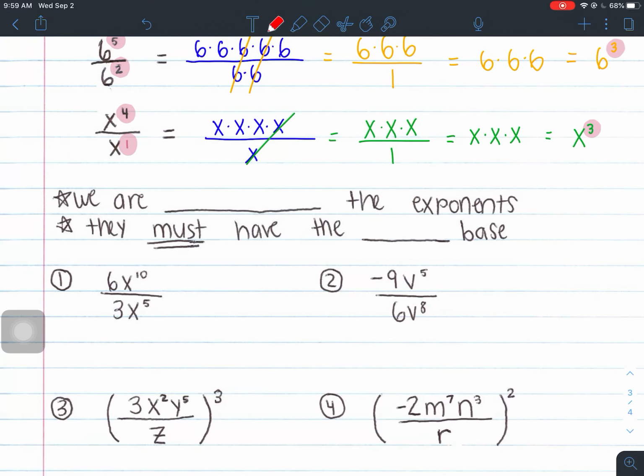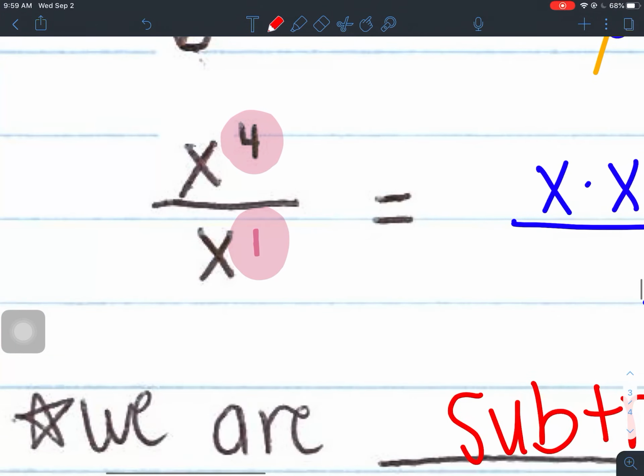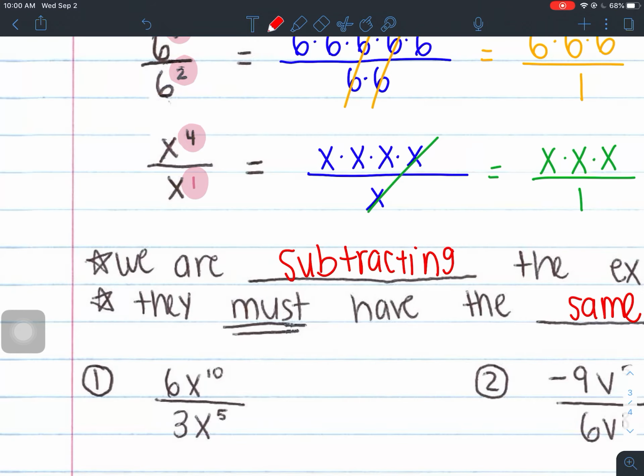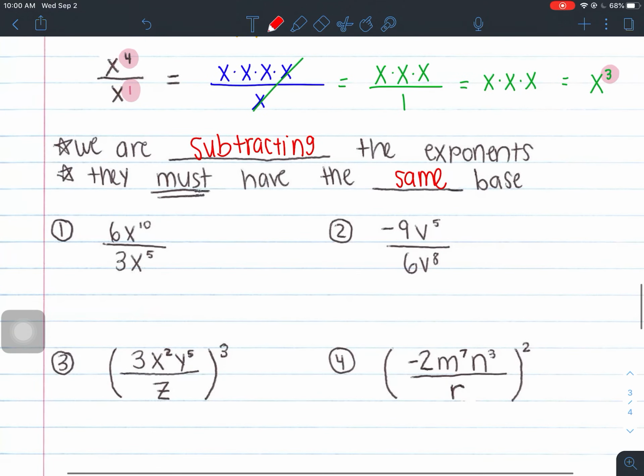So what are we doing? We are subtracting the exponents. But in order for this to happen, they must have the same base, right? Notice the 6's can go together because they're the same base. X's can go together because they have the same base. But if I have a W and a Z, can't do anything. They're not the same base. Can't combine them. Just like with like terms, like bases, those exist. You want to be super careful about those.